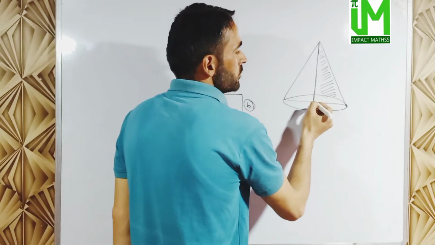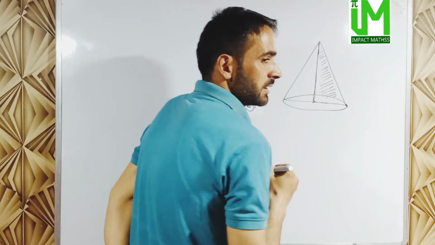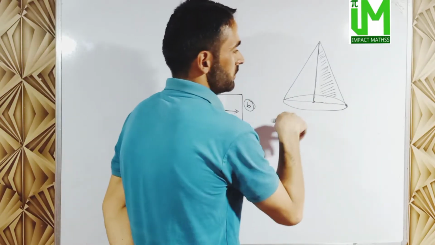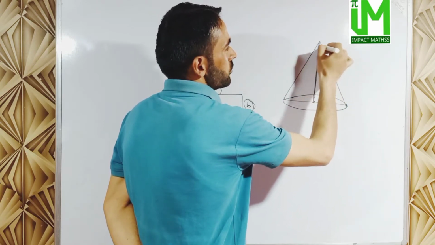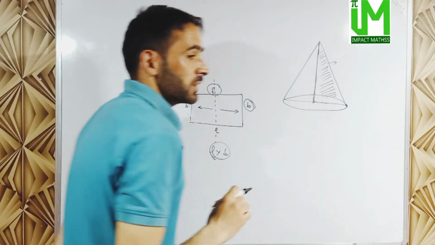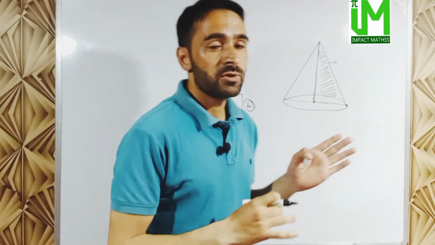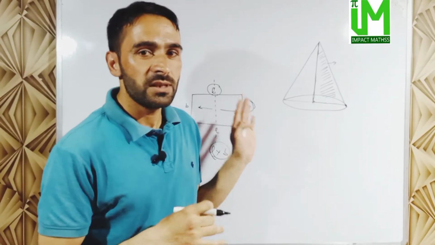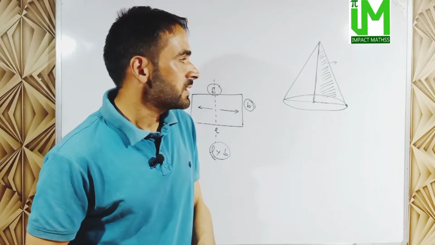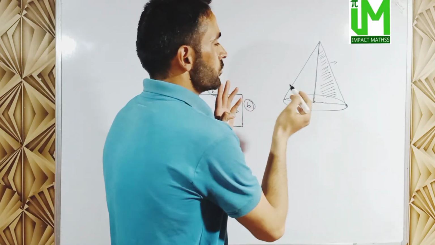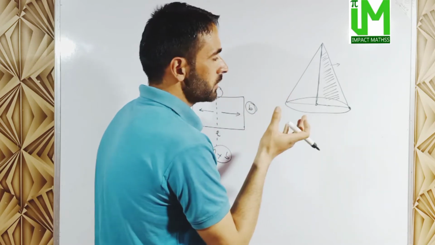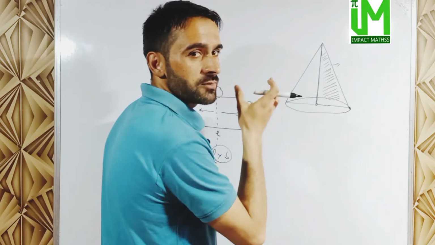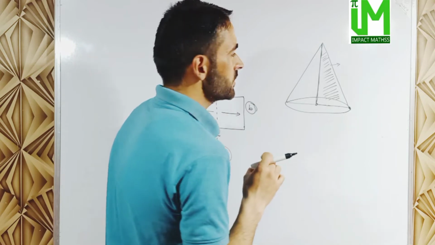Now if we want to find the area, we again know that area is of two types. Number one, here we have the curved surface area, and then we have the total surface area. Curved surface area is the area of this solid without the bottom, and if we add the bottom as well, then that will be called the total surface area.